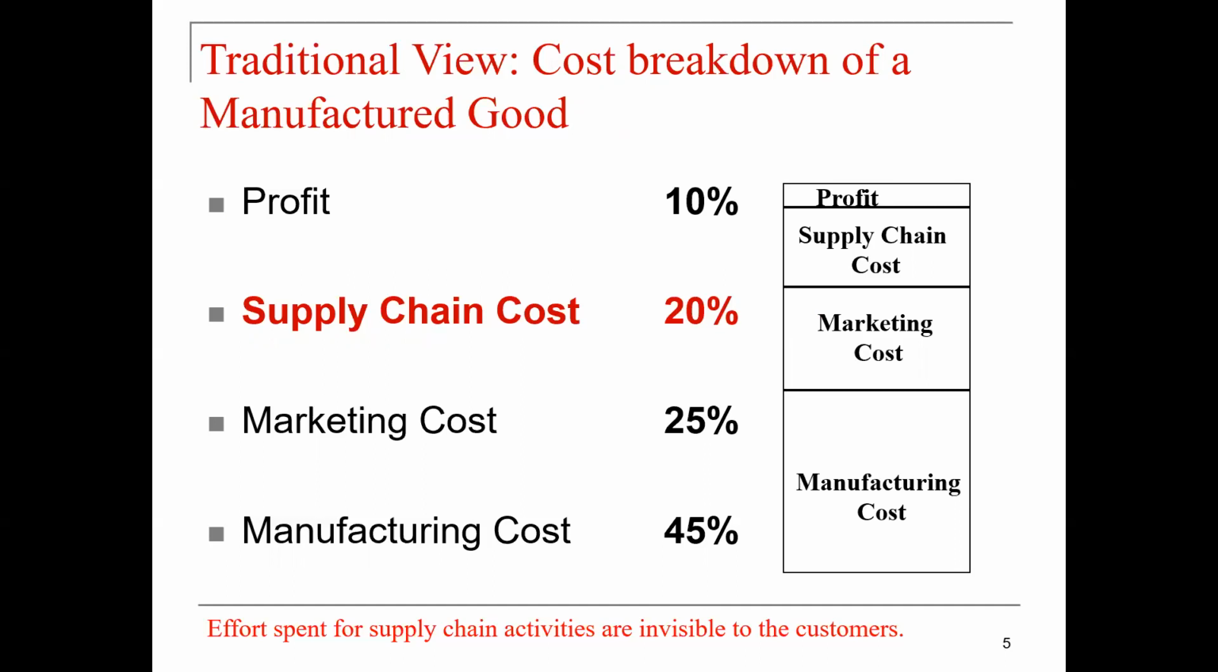So here's again a slide showing the traditional view, the cost breakdown of a manufactured good. You see the profit is 10%. That's the amount of money that you end up making as a company for the product that you're selling. And then you can see that the supply chain cost is 20% of it. Then we have the marketing and the manufacturing costs. So the effort spent on supply chain activities is invisible to the customers.